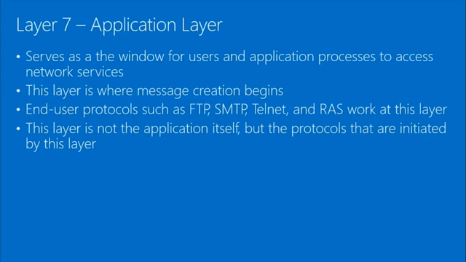And then finally, layer 7, application layer, serves as the window for users and application processes to access network services. End user protocols, FTP, SMTP, Telnet, and RAS work at this layer. Again, this isn't to be confused with the application that you're working with. This isn't mail. This isn't the mail UI that I'm using. The mail UI sends information down the stack and hooks into the application layer. The program itself isn't the application layer.